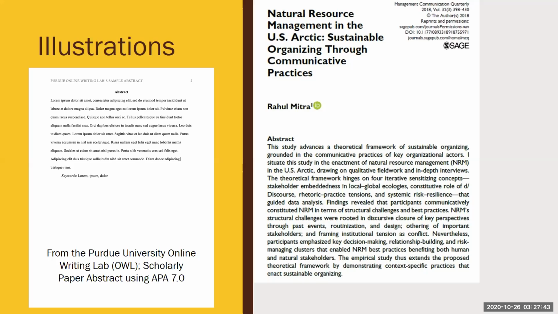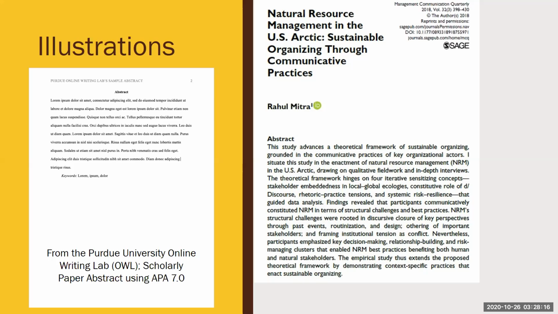So I continue. Findings reveal that participants communicatively constituted NRM in terms of structural challenges and best practices. NRM structural challenges were rooted in discursive closure of key perspectives through past events, routinization and design, othering of important stakeholders, and framing institutional tension as conflict. That sentence right there basically summarizes a lot of the important findings that I found from the research.